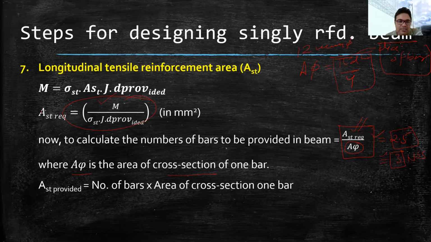So this is the AST required, and then we find out AST provided. AST provided will be the number of bars multiplied by the area of cross section of 1 bar. So this is how we calculate the AST provided. And this calculation of AST required and AST provided is very important, because ultimately when we check the beam against deflection, we will require AST provided and AST required. So that is why we calculate this value beforehand.